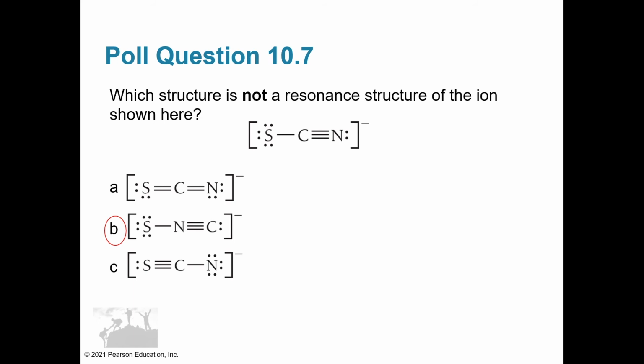Okay, so our answer is letter B. This is not a resonance structure because you could see that the connectivity has changed. Originally, carbon is our central atom. With letter B, it got switched out for nitrogen. So remember, in resonance, only the electrons are moving around, not the different atoms.